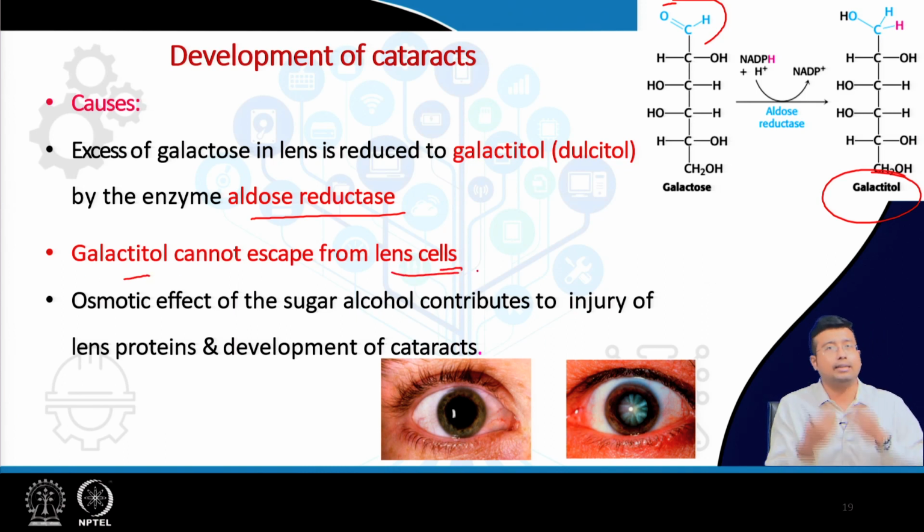This whole thing is happening inside the lens. Galactitol is osmotically very active. It attracts water molecules. When water molecules imbibe inside the cell, there is a change of refractive index and the lens becomes hazy. Moreover, this galactitol also contributes to the injury of lens protein. So, this whole thing leads to an opacity in the lens in the form of cataract.